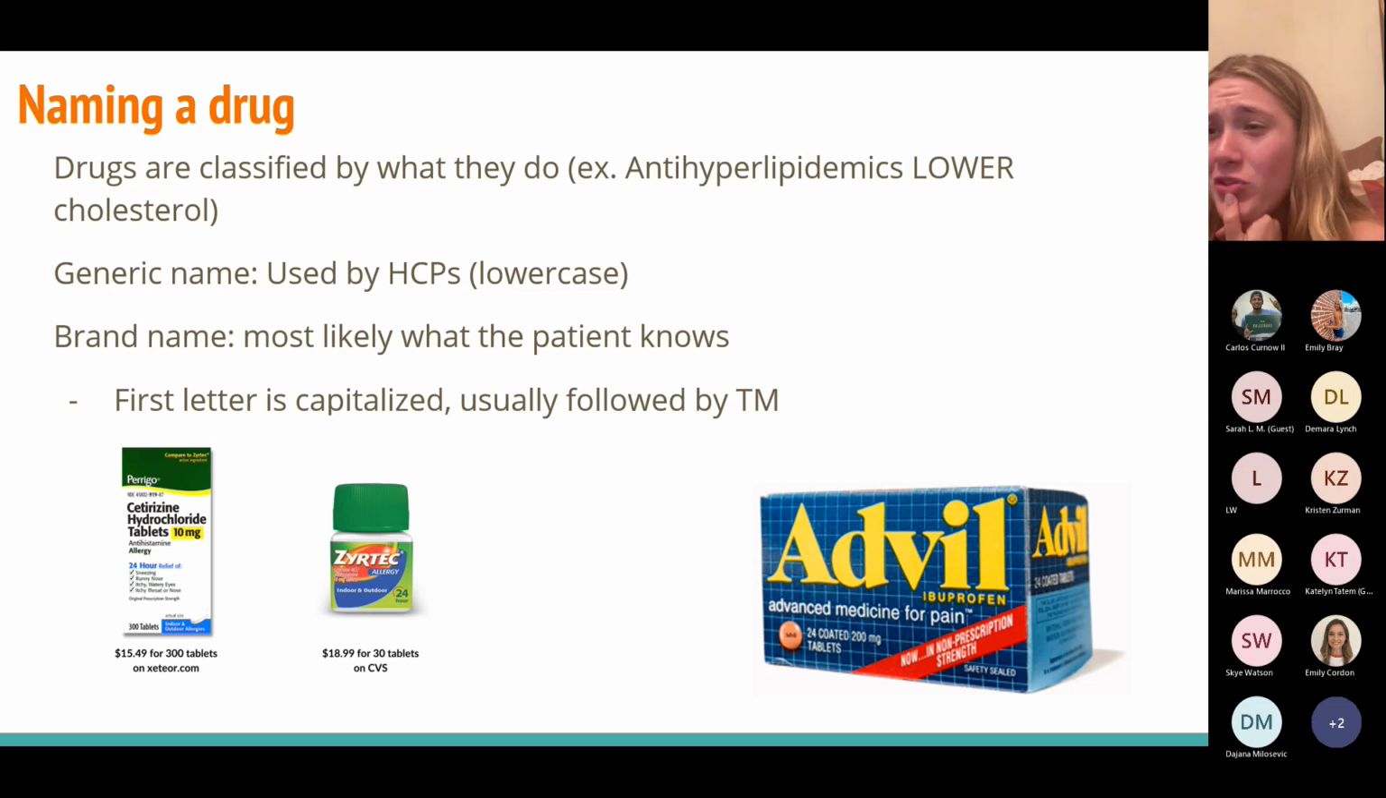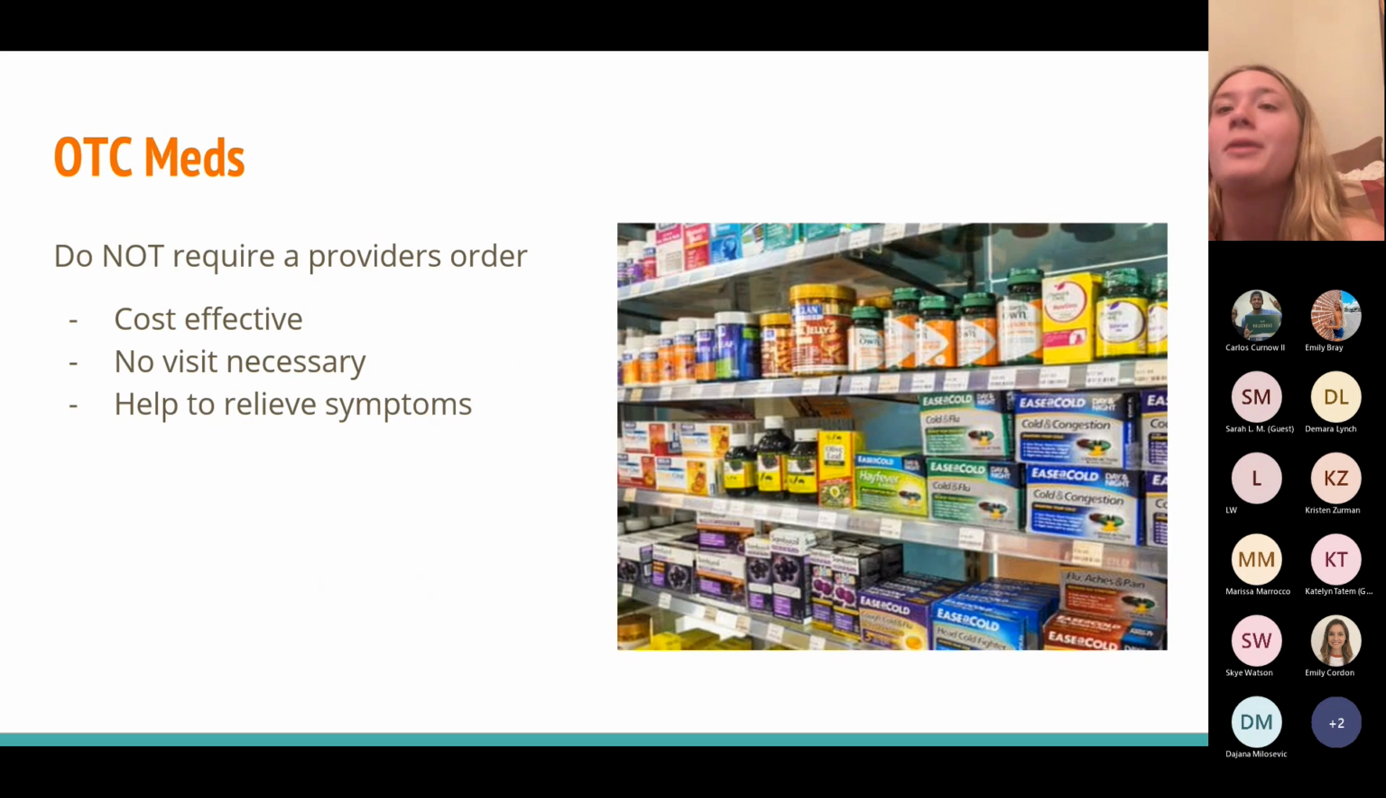Notice how brand names are usually a bit more expensive than the generic name. This is also how we advocate for our patients. We want to really advocate that the medication they need is something they're able to afford. So it's really important to know those differences. The generic name for Advil is ibuprofen, but it might also be called Motrin. It might be a bunch of other different names, so just keep that in mind.